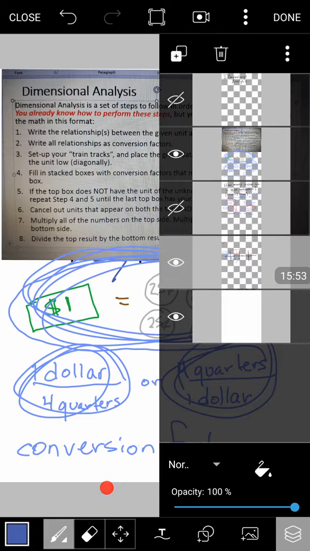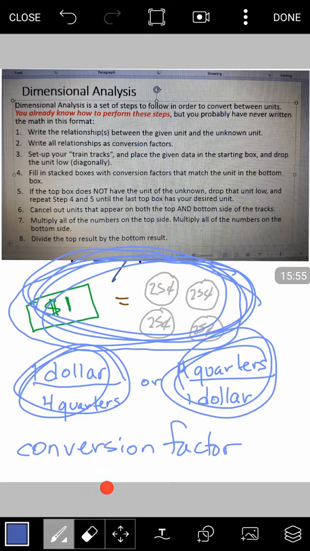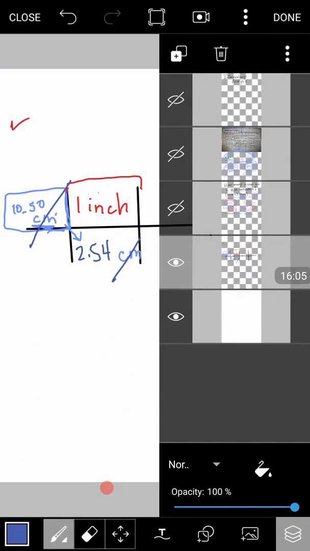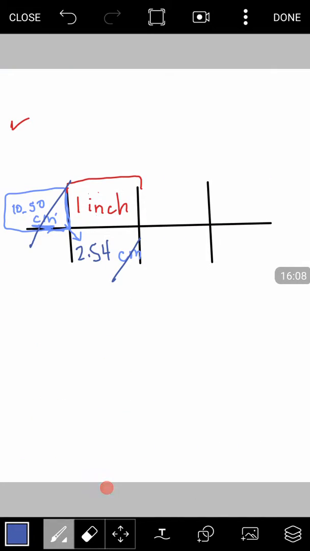So let's go back to our steps. Next step, step 7. Multiply all of the numbers on the top side. Multiply all the numbers on the bottom side. So if we go back to what we have in our train tracks, we don't even need these tracks. Let me just erase these to make more room.